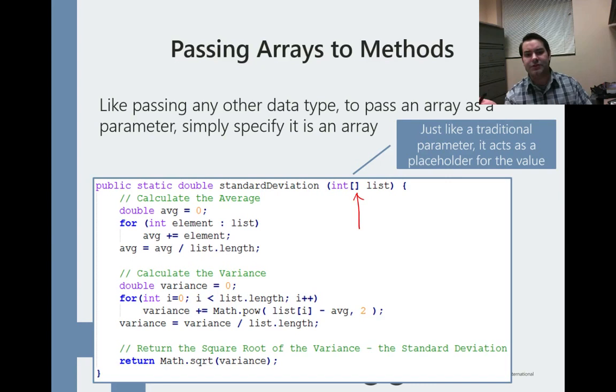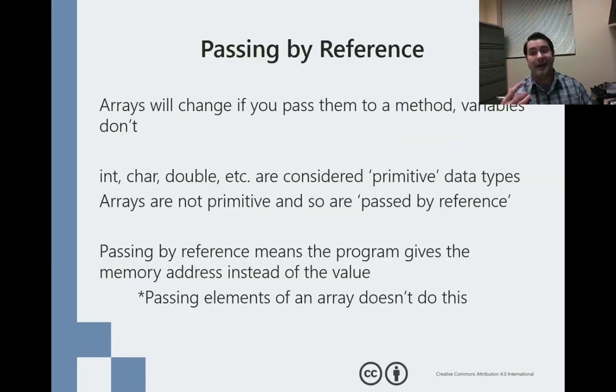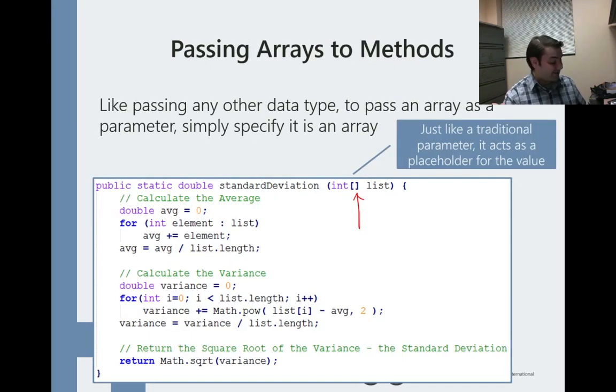So the issue is we are doing something called passing by a reference. And again, arrays are complex, so I can't just pass by value. What happens is that I actually am giving the memory address of this. Instead of the values, which I would normally do with a traditional int i, or double i, or char i, when I say int square brackets list, I'm giving it the memory address.